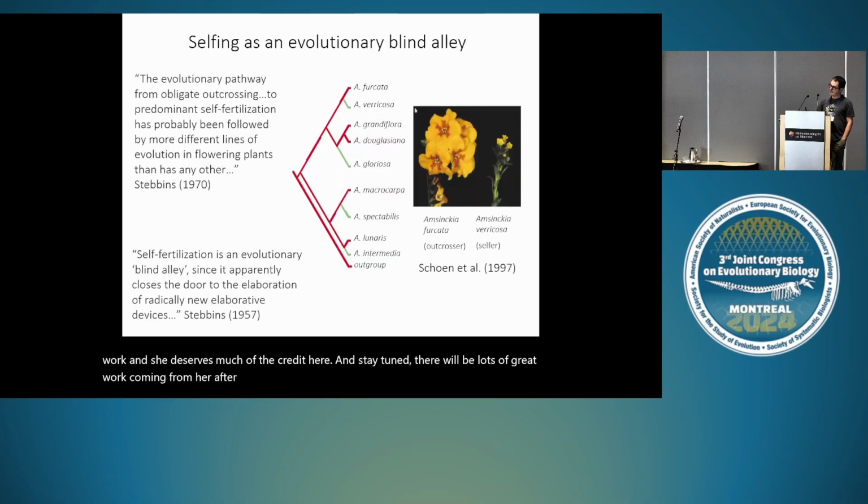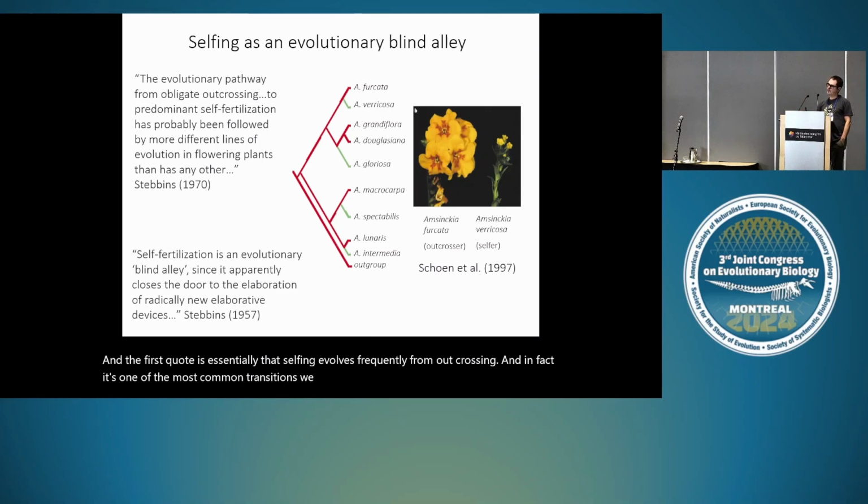So just to introduce this problem, Stebbins, I'm putting up a couple quotes here from him, noted a few patterns wherein reproductive systems seem to evolve in very particular ways. And the first quote is essentially that selfing evolves frequently from outcrossing. And in fact, it's one of the most common transitions we see.